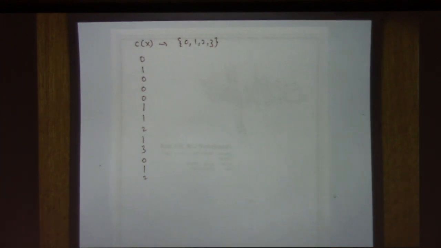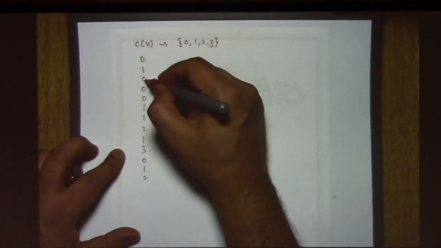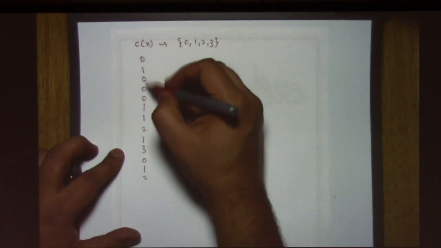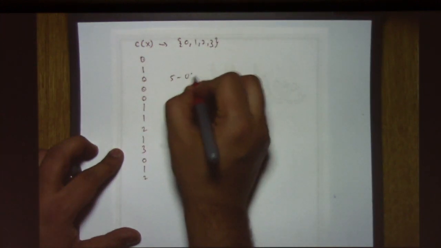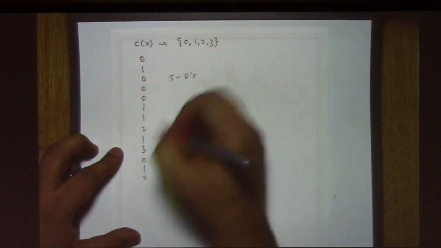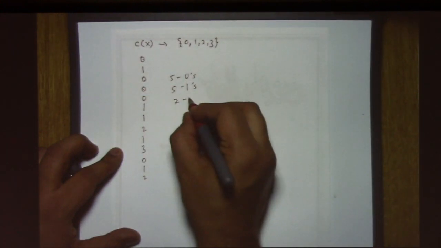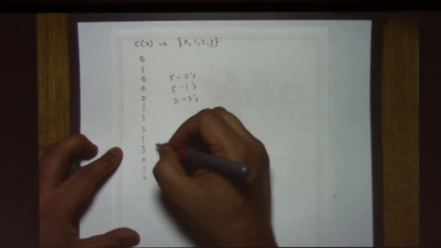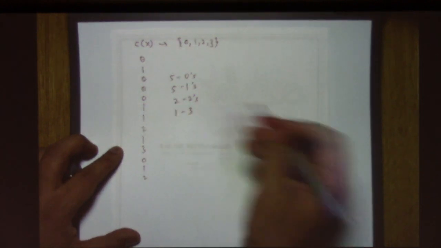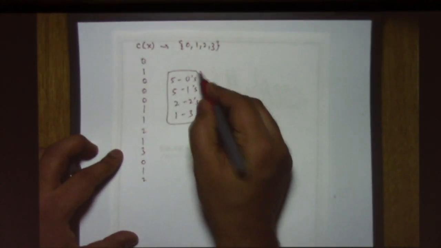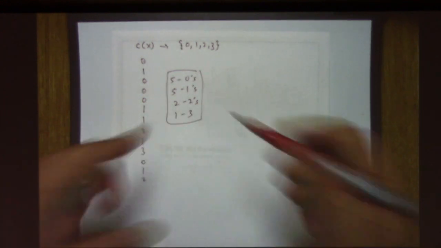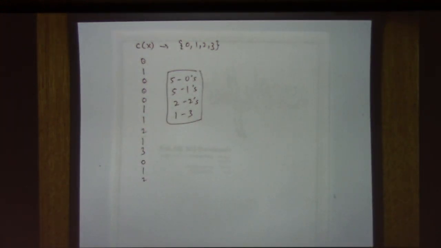In this problem, what we had done was we had already counted up the zeros and told you that there were 5 zeros, 5 ones, 2 twos, and 1 three, right? So it's the same training data, but given in this form. So don't get confused when you see things like that.